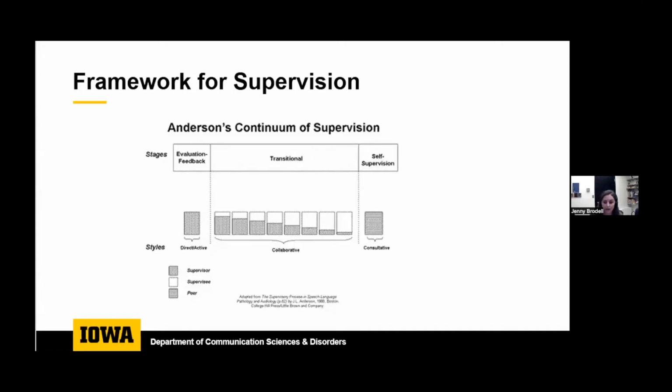However, with maybe another client type, the student might need more collaboration or even direct supervision, where you're having to provide lots of feedback. So when we're thinking about the feedback we need to provide, it's really up to us to work with students to consider where they are on this continuum given the situation.